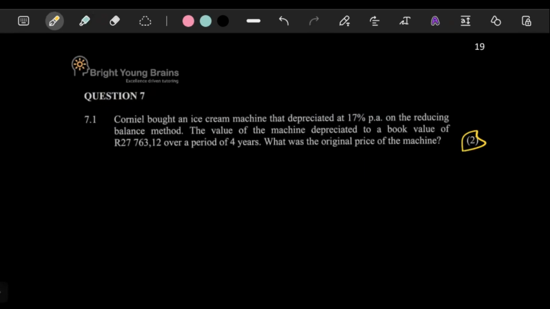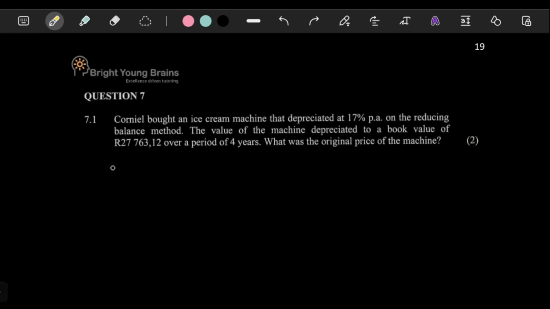Question number 7. It's a 2-mark question. It says, Cornel bought an ice cream machine that depreciated at 17% per annum on the reducing balance method. The value of the machine depreciated to a book value of 27,000 over a period of 4 years. What was the original price?